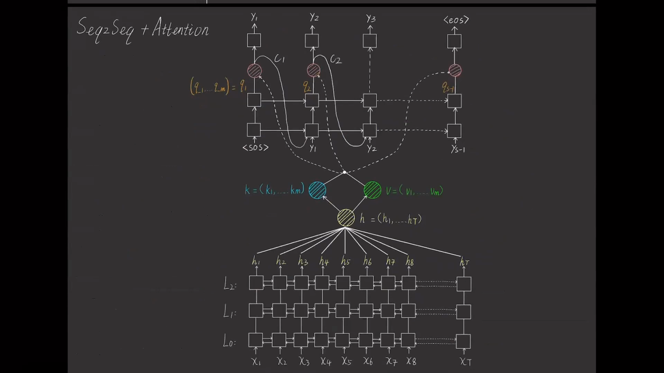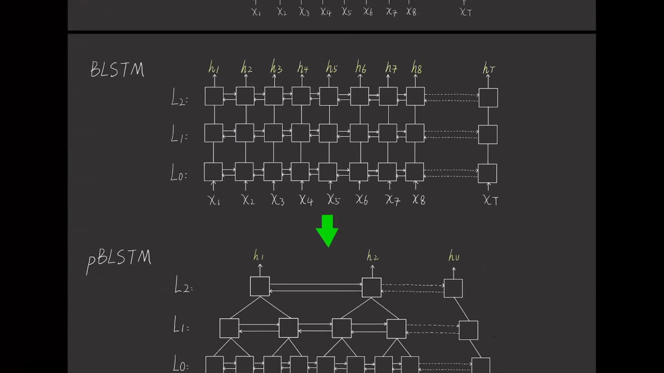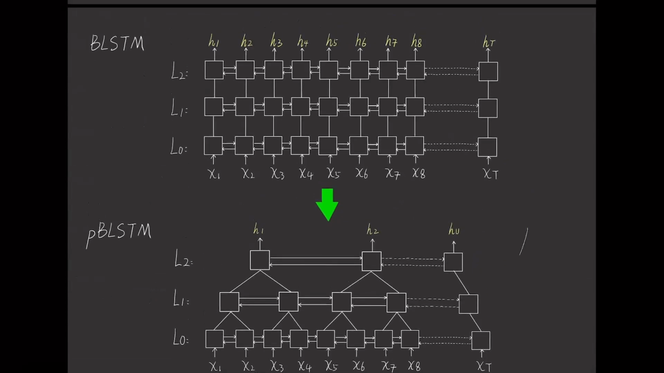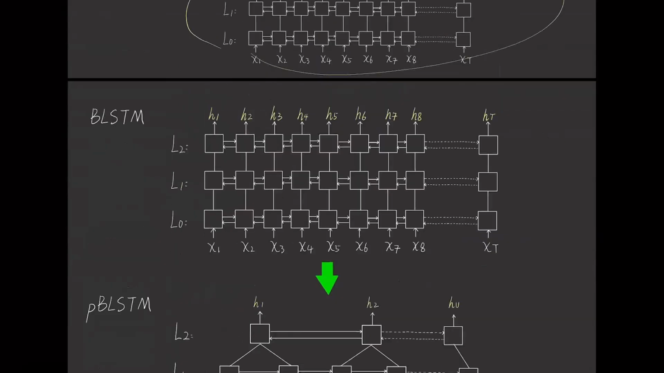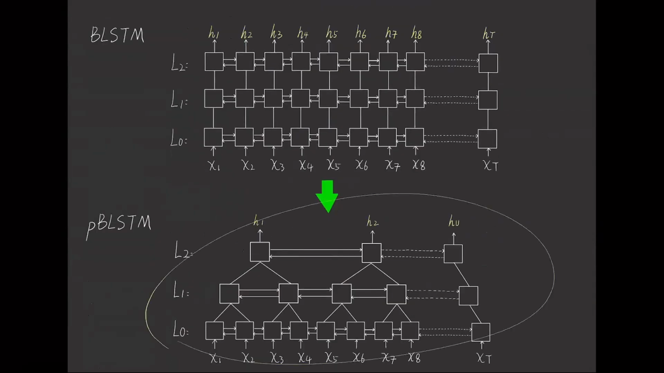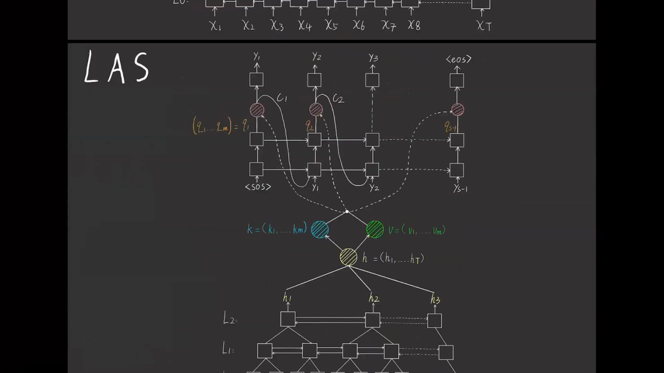But again, this model has some issue whenever your input sequence is very long. It's training very, very slowly. So we introduce a new RNN structure, which is called PBLSTM, pyramid LSTM, which looks like this. And then we replace this part with this part. We'll get the pyramid LSTM.